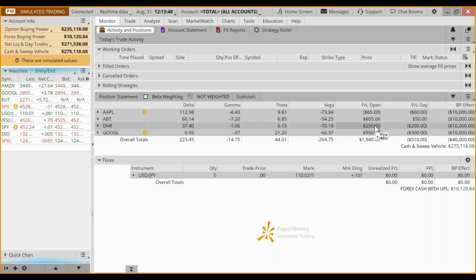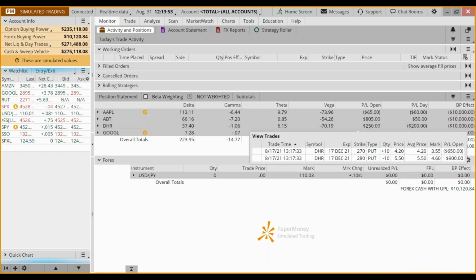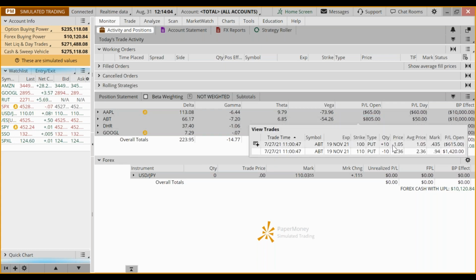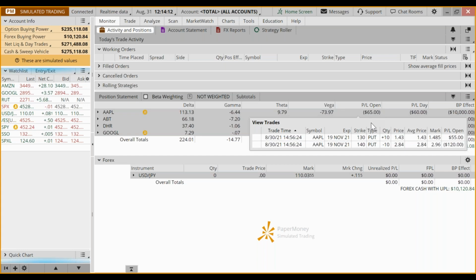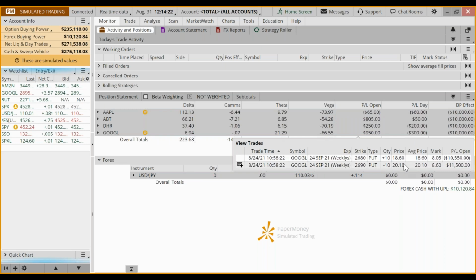If you left click on that, it's going to show you what your trade was when you got in there. We got in for $1.30 on Danaher. We got in for about $1.21 here on Abbott. And for Apple, it was about $1.40, $1.41. Those show you the price you got in. Google was about $1. This says $1.50.